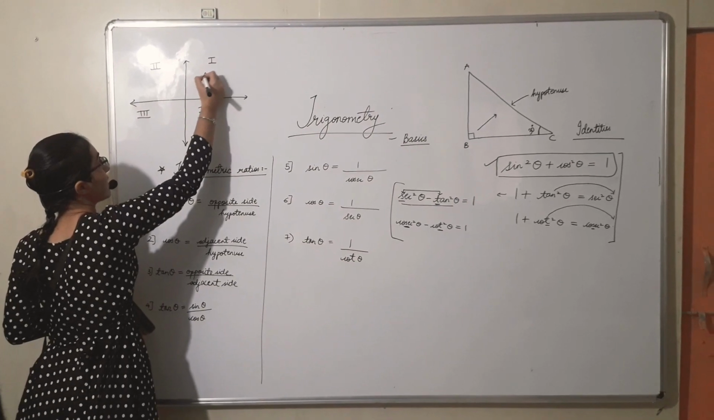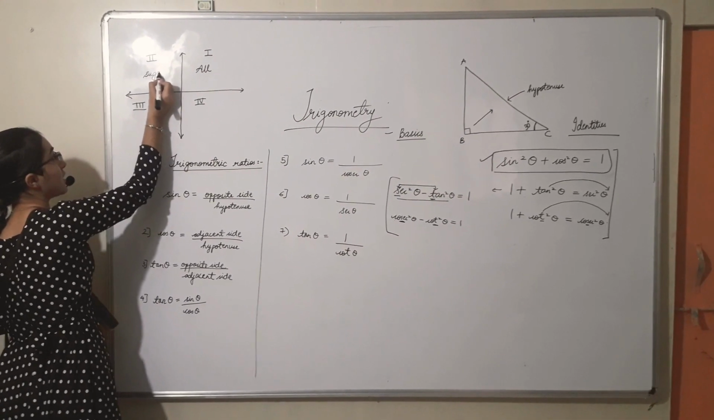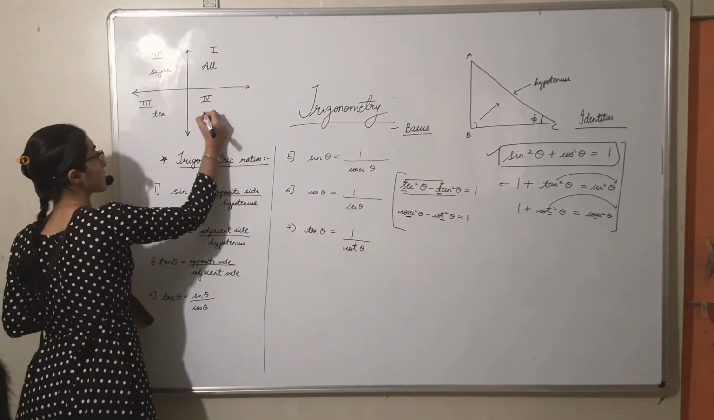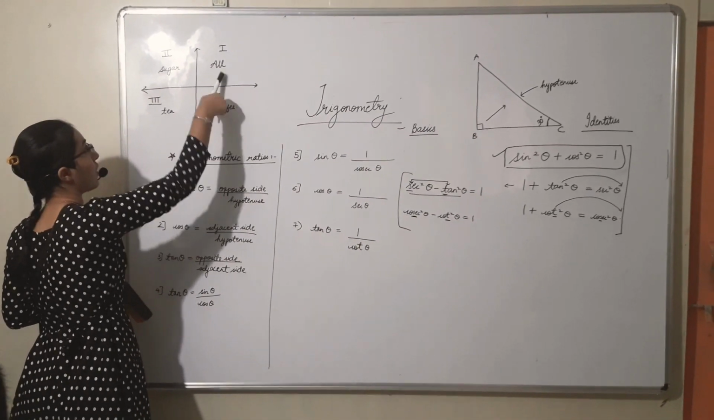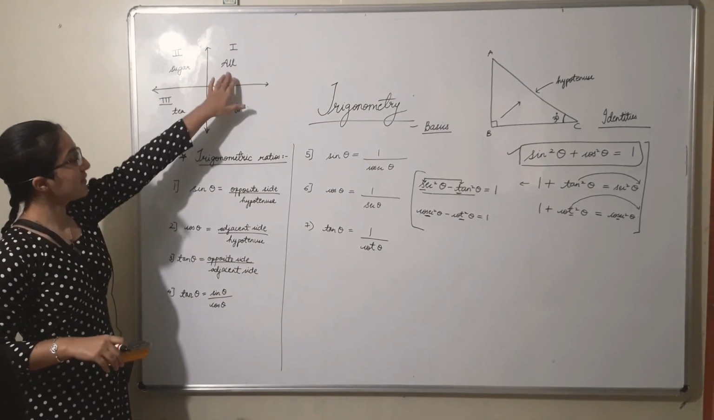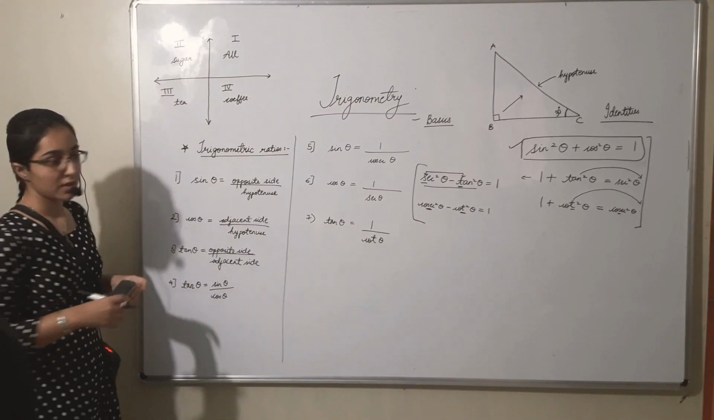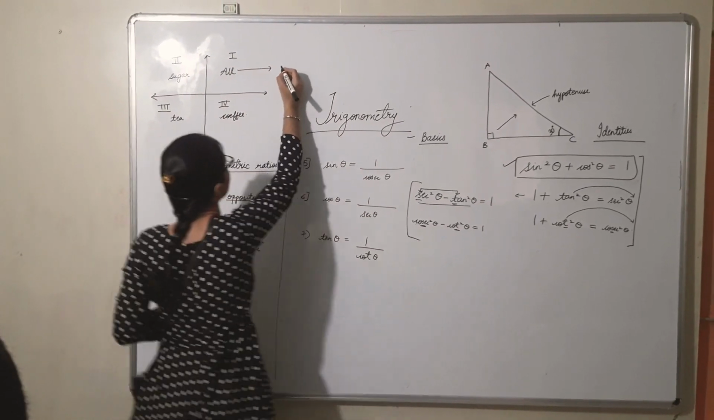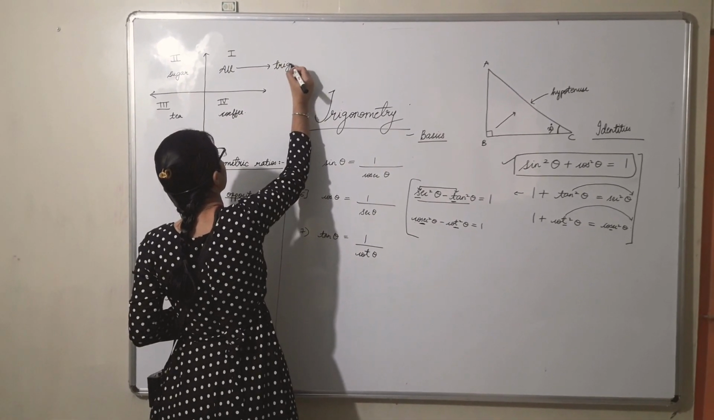Now let's just see: All, Sugar, Tea, Coffee. Okay? All sugar, tea, coffee. Yes? Now what is this basically? Now in the first quadrant all are positive, all trigonometric ratios. What will I write? All trigonometric ratios.